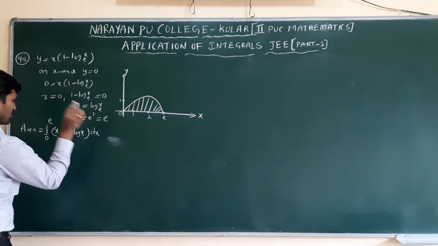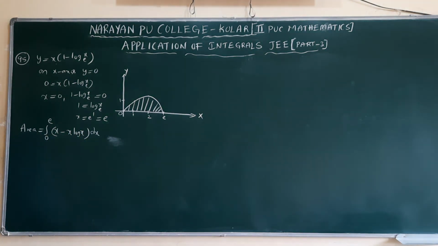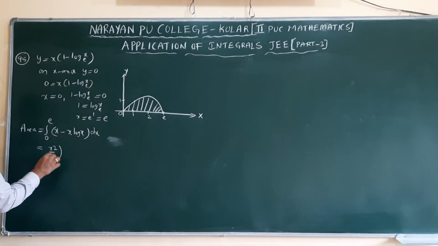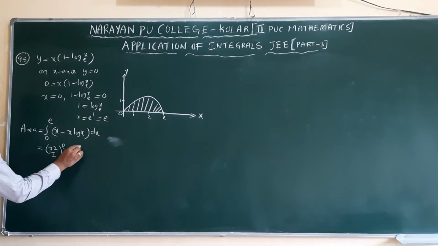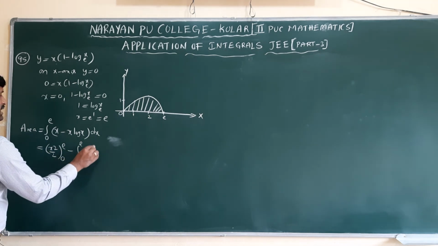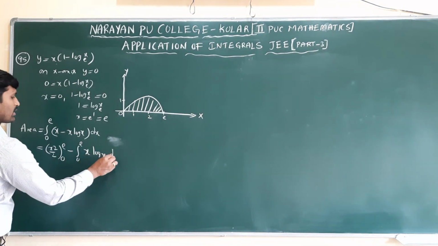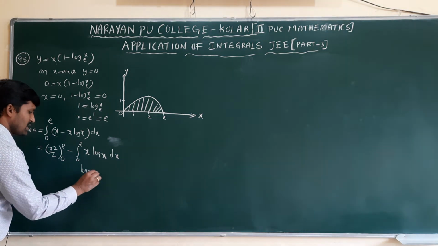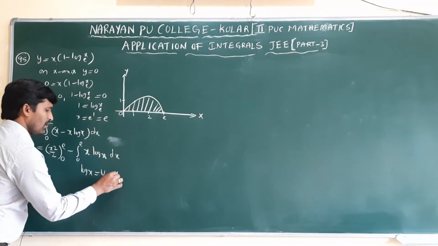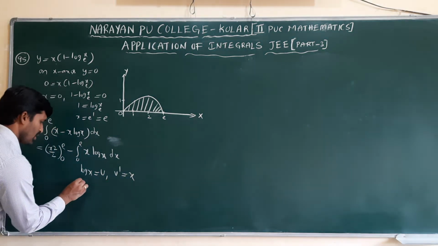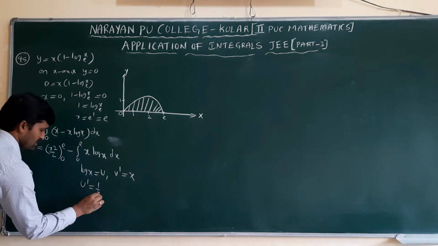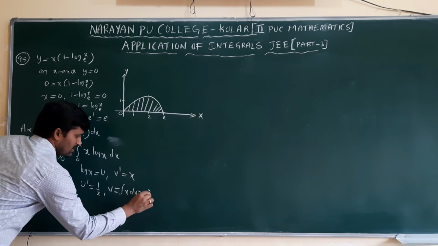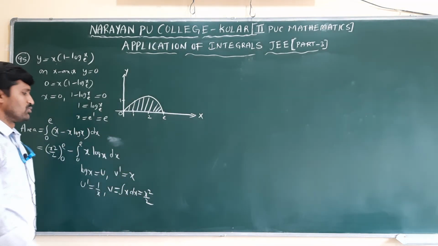Base is e only, always, into dx. Integral of x dx we know already. What you will get? x square by 2, from 0 to e. Integral 0 to e of x log x dx. According to Euler rule, log is the first priority. Log x equal to u, v dash equal to x. u dash is 1 by x. v is integral of x dx. What you will get? x square by 2.